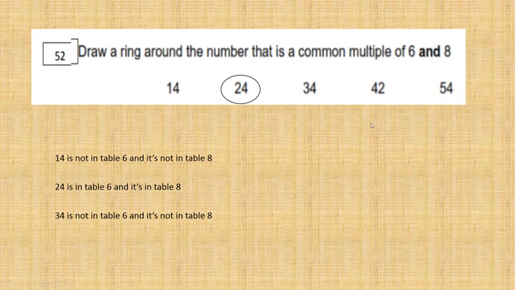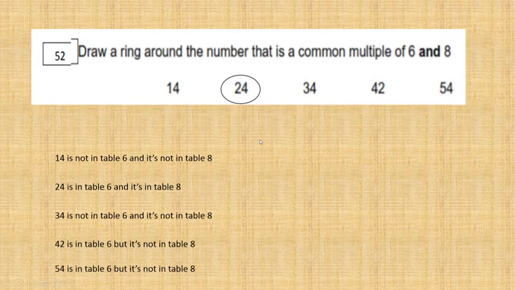And go to 42. 42 is a multiple of 6, but not in table 8. And 54 is in table 6, but it's not in table 8, so I do not circle it because it needs both of them. So the answer here for this question is only 24.